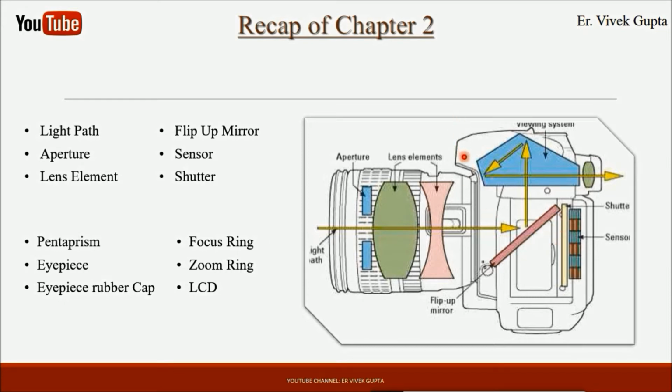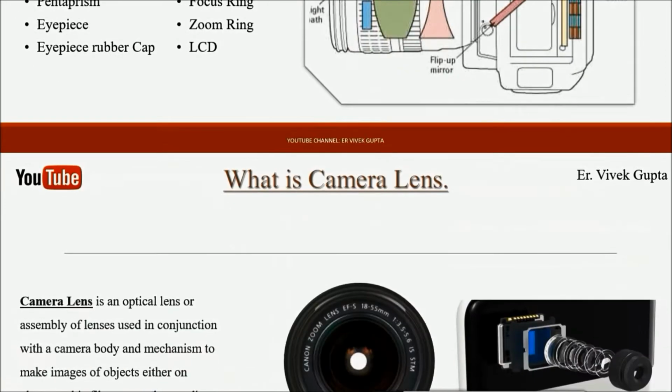When you press the shutter release button, this flip up mirror goes up and the shutter opens. Then the light coming from the lens directly falls on this sensor, and then the camera can capture the image. This is the quick recap of the last chapter, and you can go to my last chapter to see details about all these components.